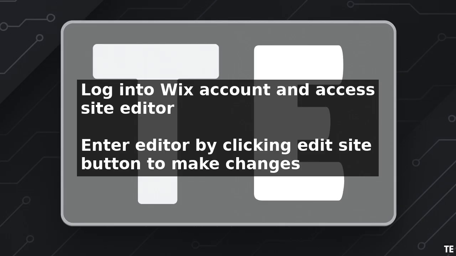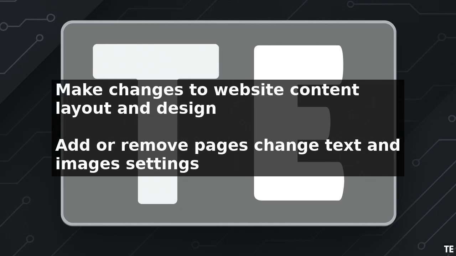You can add or remove pages, change the text and images, and adjust the site's settings. To make changes to a specific page, click on the page in the site editor and make the necessary changes. You can add new elements such as text, images, and videos by clicking on the add icon and selecting the element you want to add.